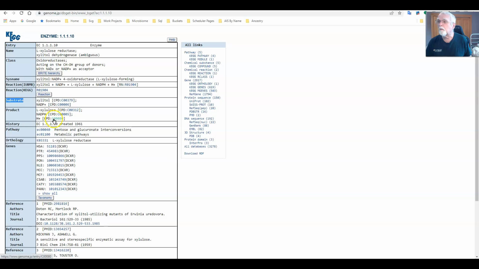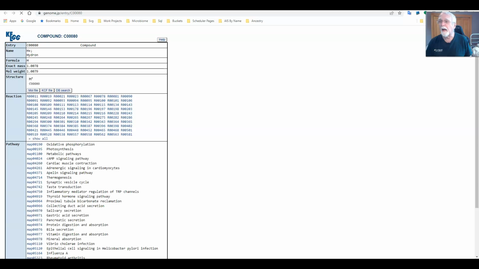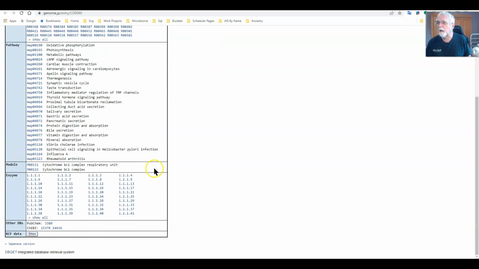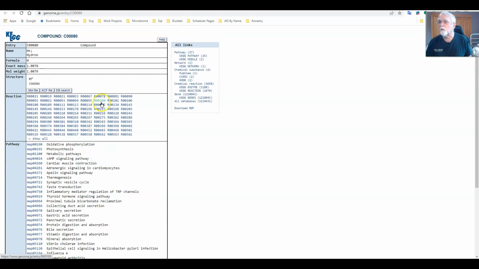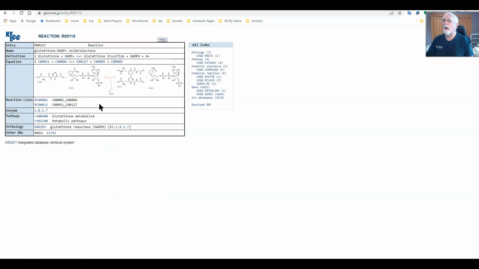We can do the same thing here, for example, H+, which is hydrogen ion. And you can see we have a ton of different reactions involved with it. We have lots of pathways involved with it. Again, down below we have all the enzymes that are involved with it, which molecules are in it. If you go down here and click that, now you see how it is involved in one of literally dozens of different reactions. So it's involved in a lot of reactions, not a single one.